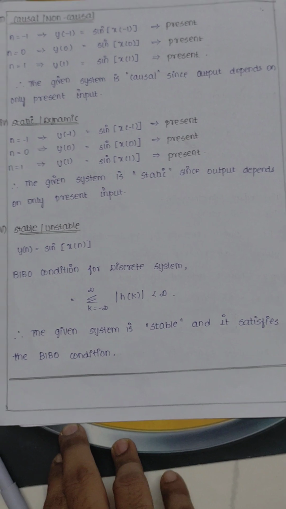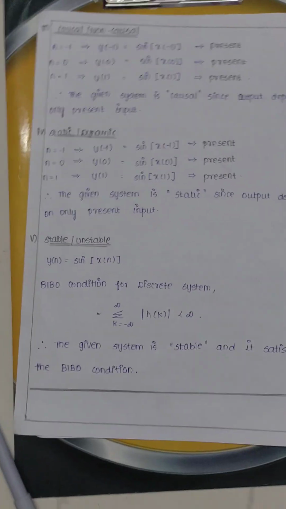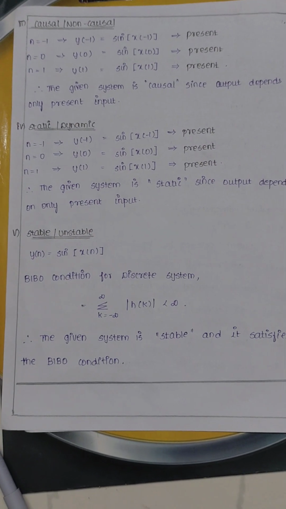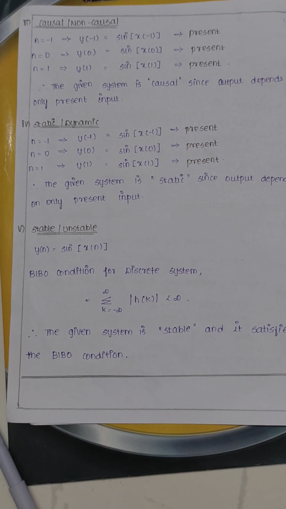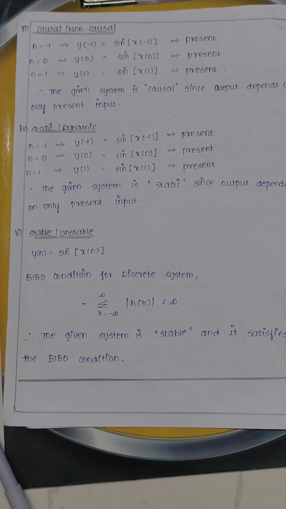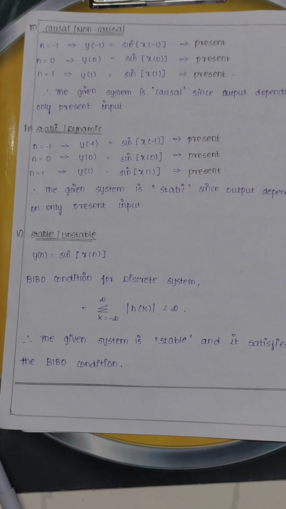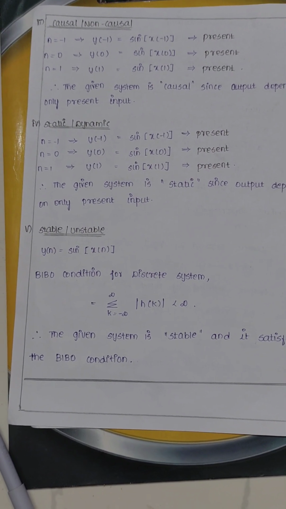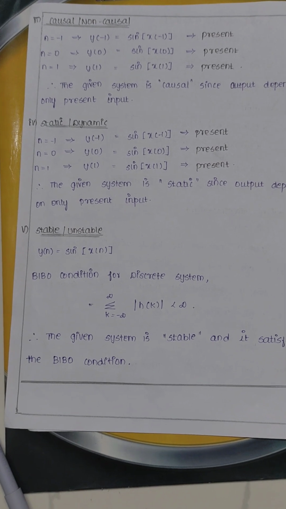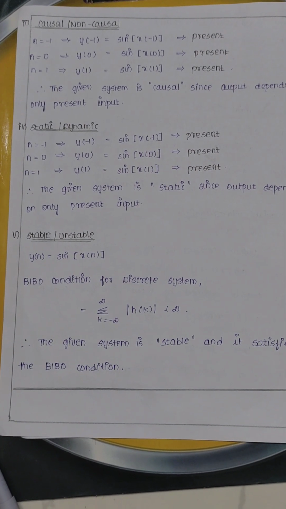Next case, causal and non-causal. Okay, take any cases: one past sample, one future sample, one present sample. Past, present and future. So I'm taking the values minus 1, 0, 1. My present value is 0, my past value is minus 1, and my future value is plus 1.